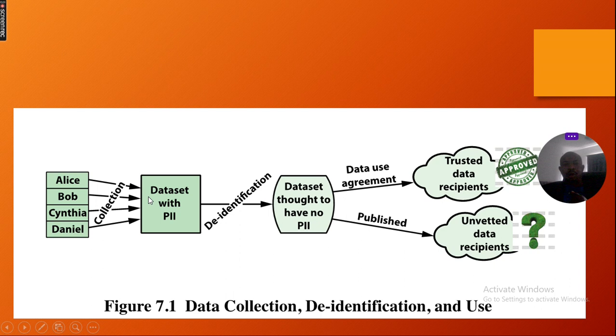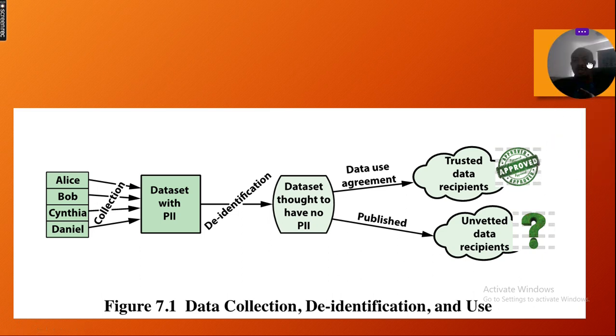Because at first they were all protected data. Then when you carry out the de-identification, it becomes a data set thought to have no PII. Now, after you carry out the de-identification, they are now protected. Now, for use, a data use agreement must be in place; the person on the web must click on agree to terms and conditions before they can use it. So when they do that, it's a trusted data recipient. So you approve. The person can now use.